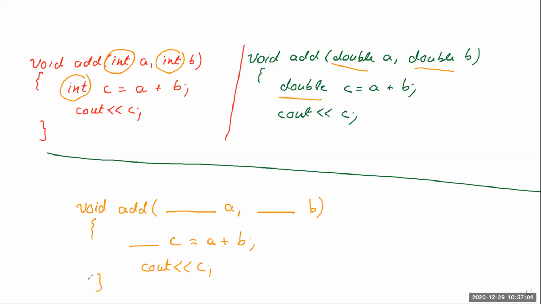Okay, now just focus on the function written at the bottom of the screen. I have left blanks, which are for the data type. If you replace this blank with an integer, you get this version of the function, which will be adding two integers. And if I fill every blank with a double, then you get this version of the function.